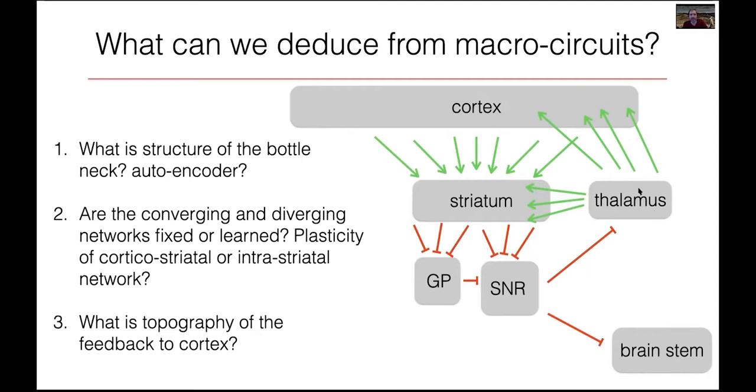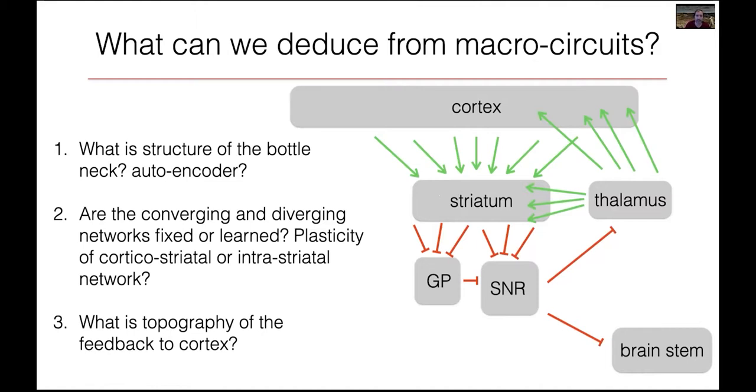Lastly, this projection that goes back from thalamus to cortex is not very well understood. So we don't understand whether this circuit operates in a point-to-point topographically organized manner. So for example, are cells that are active in cortex that lead to activation of the striatum themselves modulated by the feedback that comes from thalamus, or does thalamus target other regions? We don't know the answer to these questions, and connectomics would help.